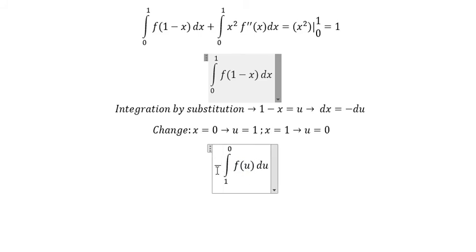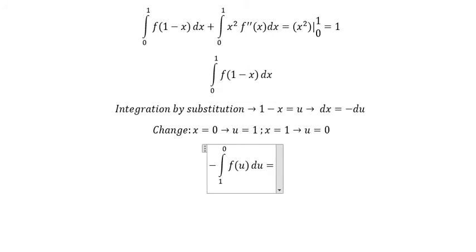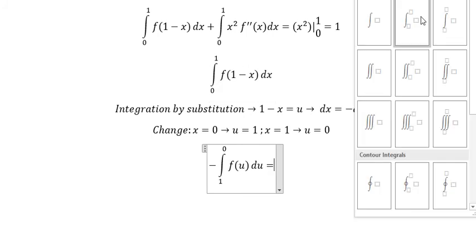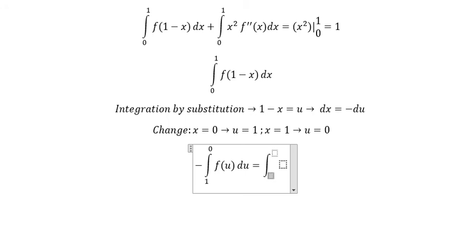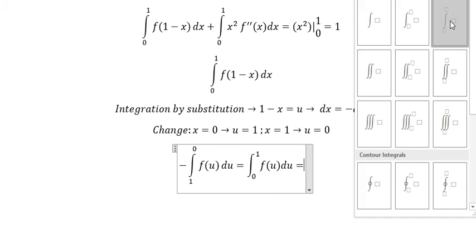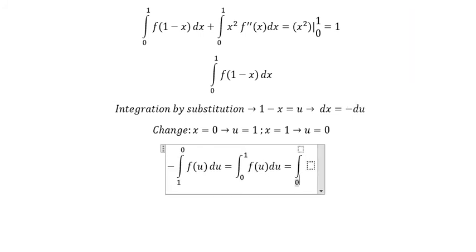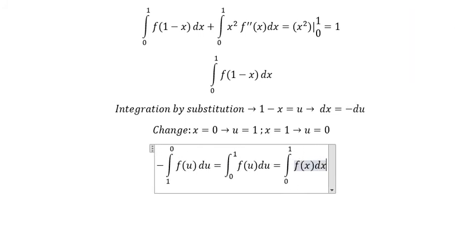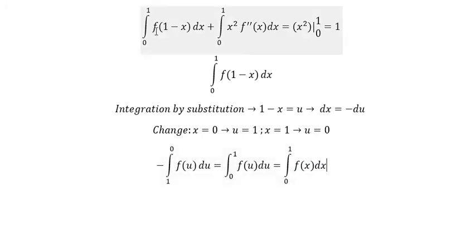Next, because we have the negative and number 1 is bigger than number 0, in this situation we can swap the top and the bottom together, and you will get the integral from 0 to 1 of f of u du. Later we change u back to s, because if we change back, the value doesn't change. And now we put this one back in here.